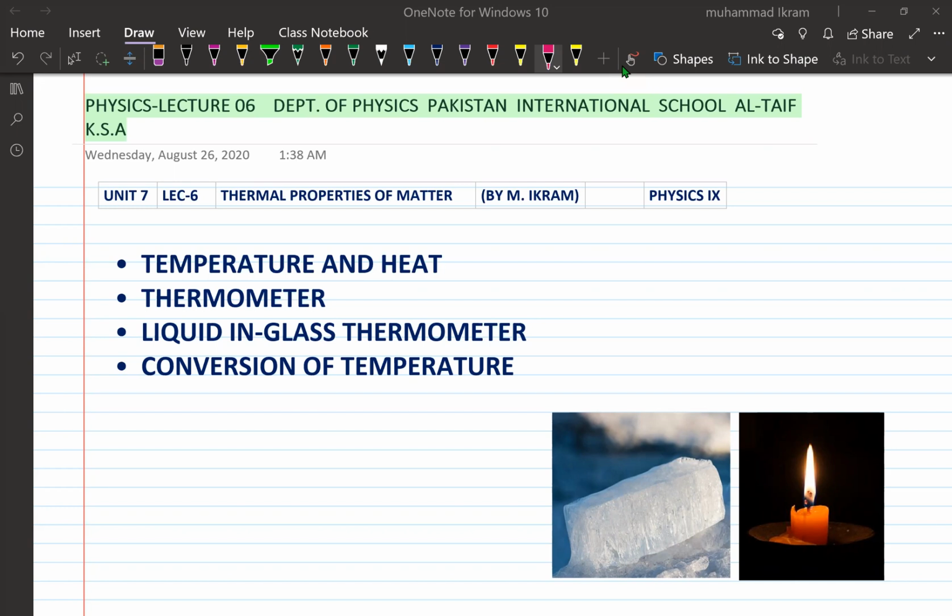Today is our lecture number 6. It is all about the thermal properties of matter, which is quite a new beginning, and that is unit number 7. In this chapter, we will study the effect of temperature on the physical properties of matter, that is, how the properties of matter change when the temperature changes. Besides this, we will also learn about the thermometer, how a thermometer is used to measure temperature, and we will learn about heat also.